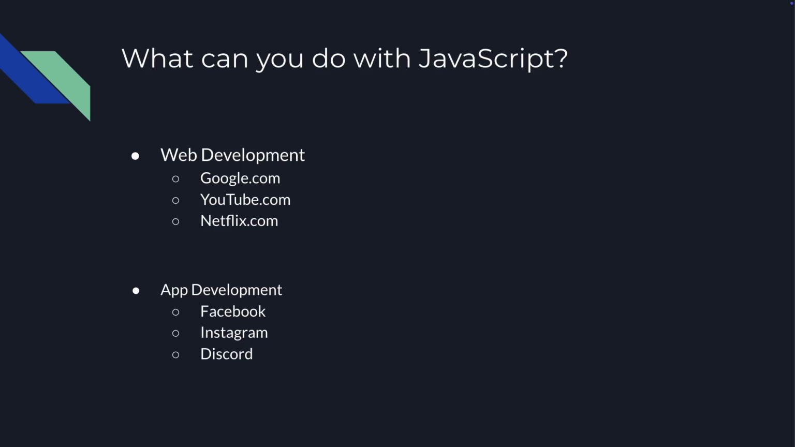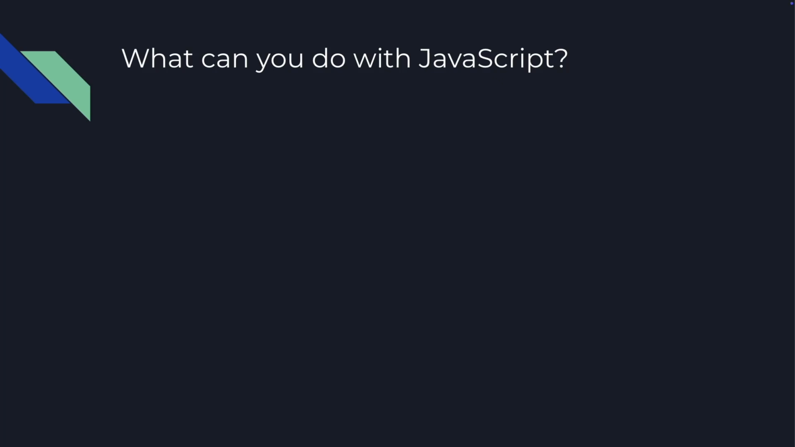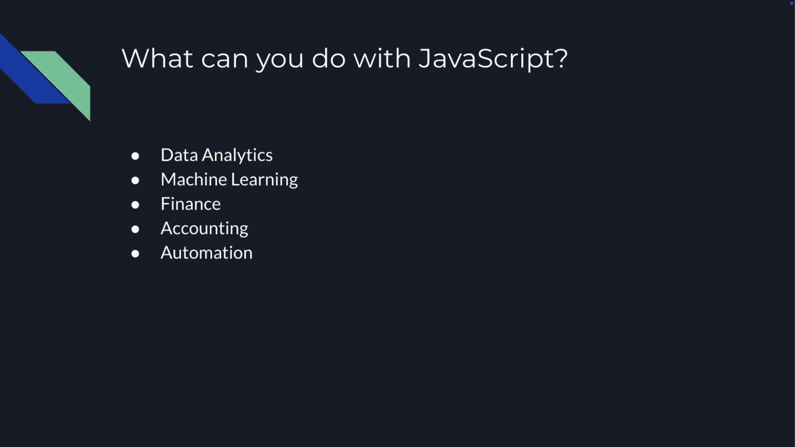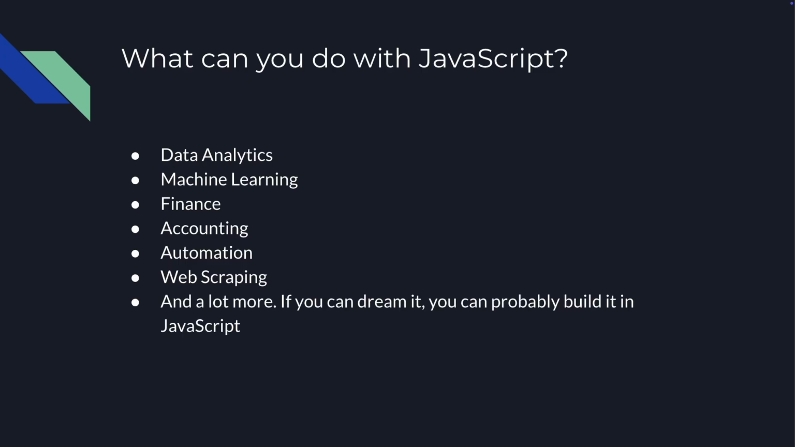JavaScript can do a lot of things. Some other things that JavaScript can do include data analytics, machine learning, can automate financial processes and accounting processes. Basically, if you want to do automation, JavaScript is really good for that. If you want to scrape the web for information, JavaScript can do that. And there's a lot more. Basically, if you can dream it, JavaScript can probably do it.